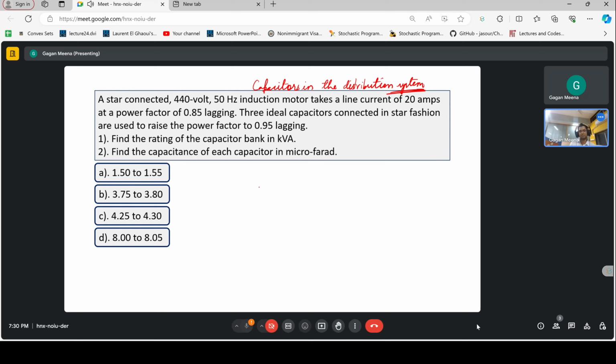Star connected, 440 volts. So this is the question. It is star, 440 volts, 50 hertz induction motor, line current of 20 amperes, 0.85 pf. So new pf is to be found. Find the rating of capacitor in kVAR.